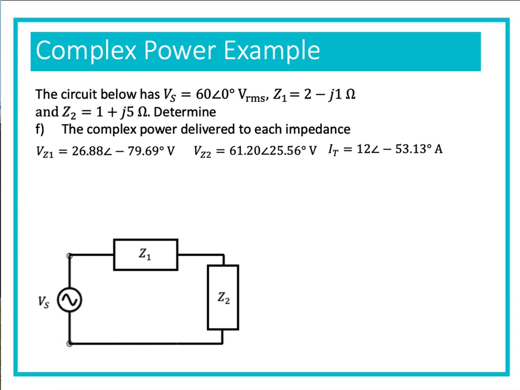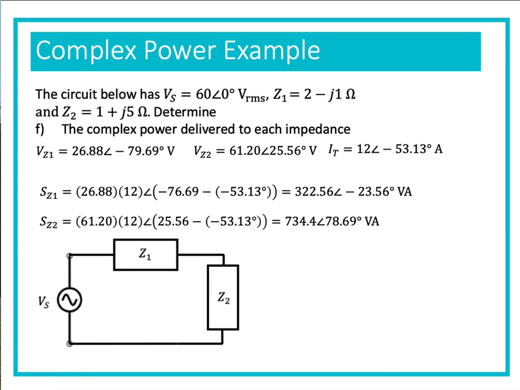So once we've done that, then we're actually going to use the current also that we found, and the current in each impedance is going to be the same. And for the first impedance, we take the magnitude of the voltage. Again, these are all RMS values because we started out with an RMS value. So the voltage across Z1 and Z2, the magnitudes are already in RMS. So we take the effective value of the magnitude of the voltage in Z1, multiply by the effective value of the magnitude of the current, and multiply those together. We get 322.56, and then we take the phase angle of the voltage of the impedance, and we subtract the phase angle of the current, and we get minus 23.56 degrees volt amps for the complex power delivered to the first impedance.